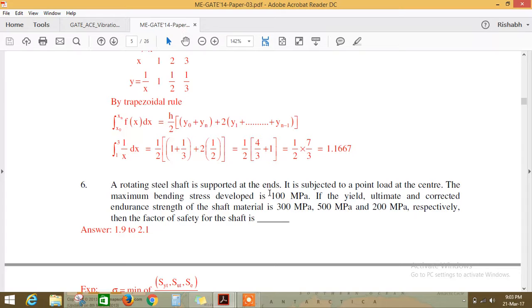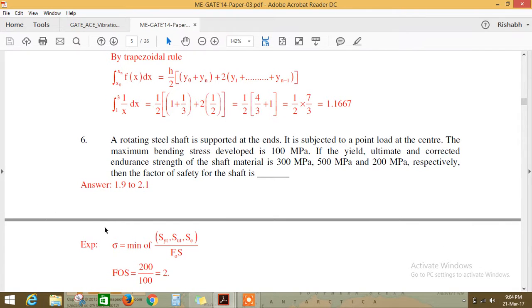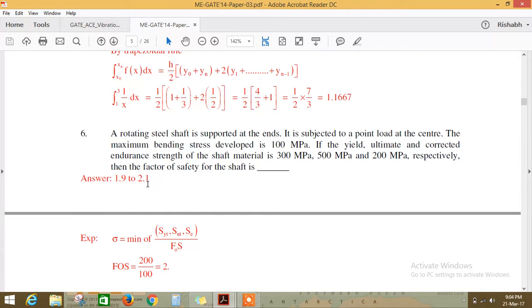So sigma mean by SE, where SE is the endurance strength of the shaft material, which is 200, equals 1 by factor of safety. Or you can directly write this as: sigma equals minimum of S by factor of safety. SE is the minimum, so 200 by 100 is 2. So 2 is the answer. The given range is 1.9 to 2.1 as per the answer key issued by the GATE committee.